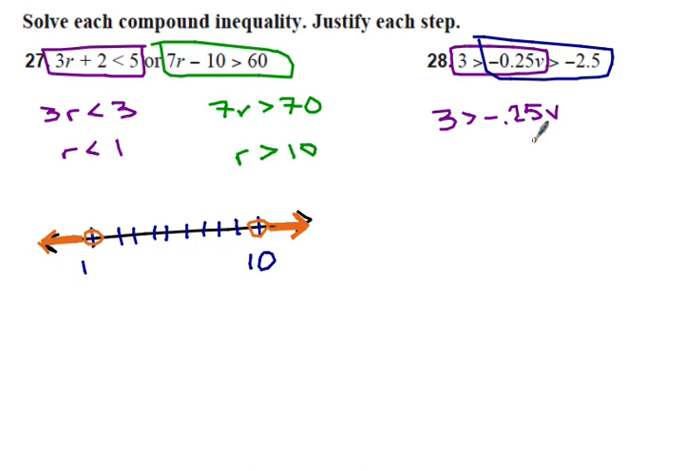Okay, so we're going to multiply both sides here by -4 essentially, right? Or you could divide by that -0.25. What happens when you multiply or divide by negatives? We flip the sign. Good. So this will turn into -12, but this sign's going to flip. So now V is greater than -12.